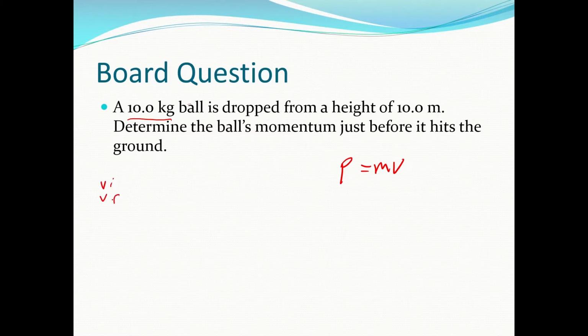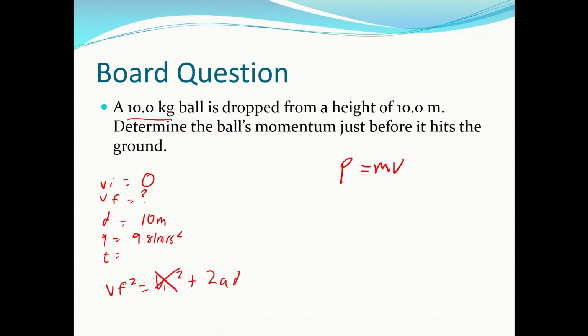So you could do VI, VF, DAT if you wanted to. Right? The initial velocity is 0. The height is 10 meters. The acceleration is 9.81 meters per second squared. We'd want to find the final velocity, so we'd use VF squared equals VI squared plus 2AD. Our initial is 0, so we can get rid of it. And to get rid of the squared, we'd square root it, so we get VF equals square root 2AD.